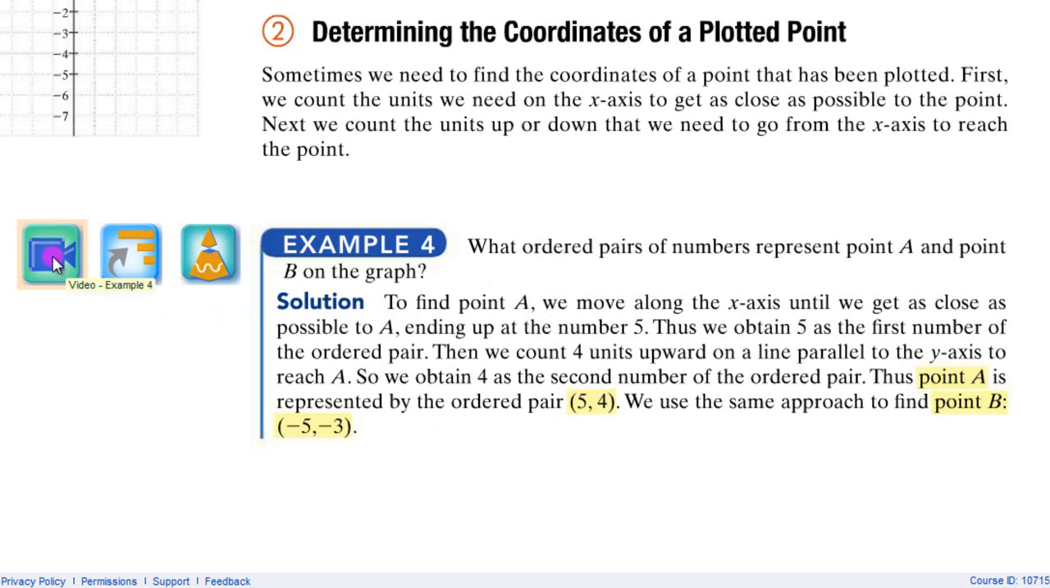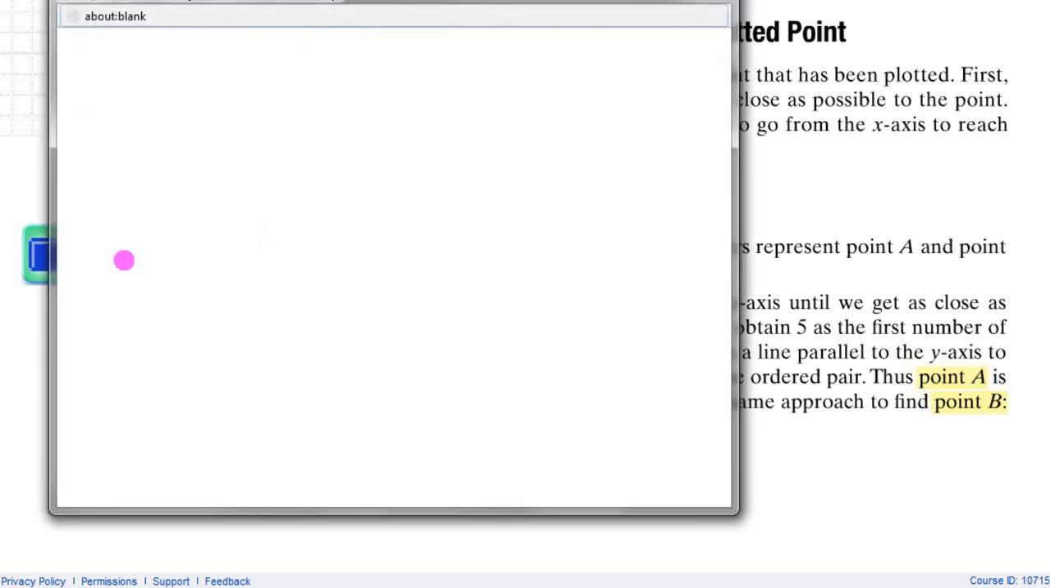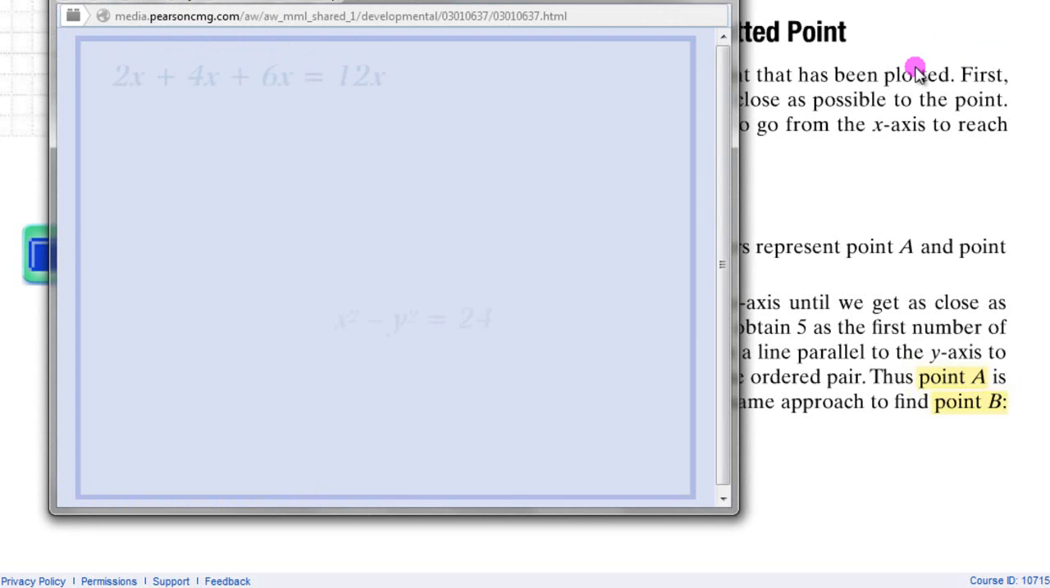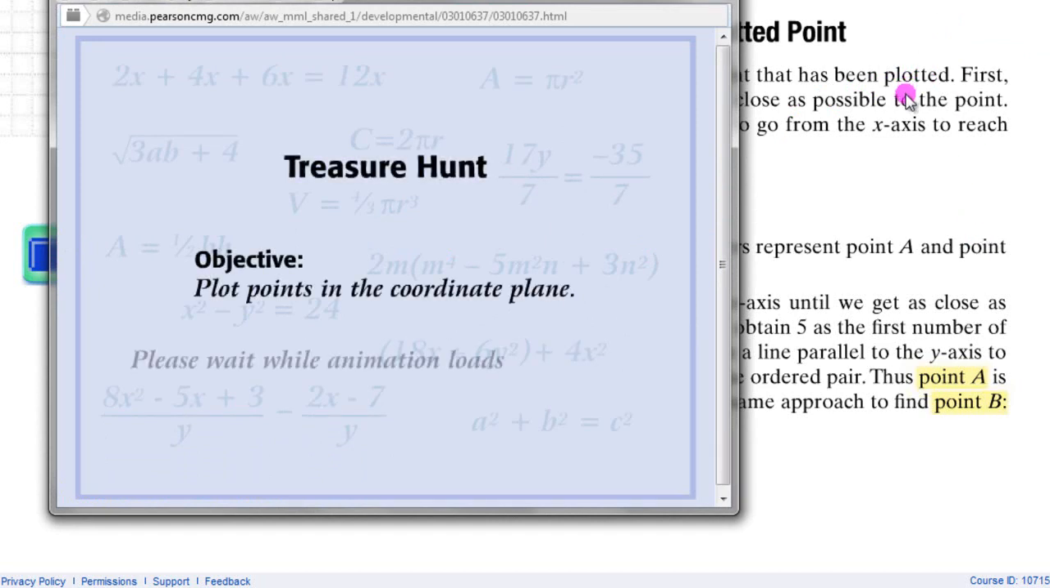So you know that the little camera icon will bring you a video example, so I'm not going to click on that one. Here's a new one though. Here's a new icon that denotes that there is an animation problem here. When we click on that, you're going to see it load an animation that's going to allow you to practice the new concept, which in this case has to do with ordered pairs of numbers. So here it is loading up. Oh, apparently we're going to go on a treasure hunt. It gives you the objective, which is to plot points in the coordinate plane, and that this is a practice exercise.